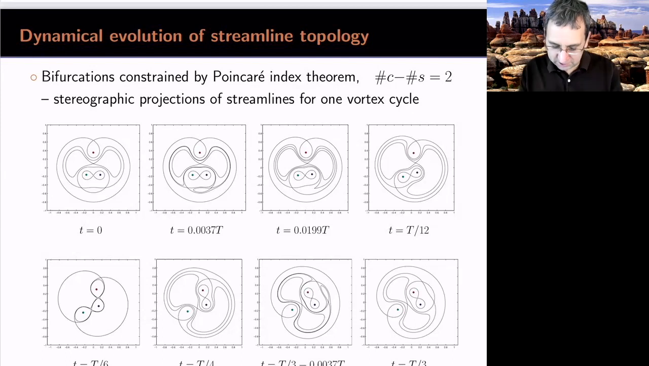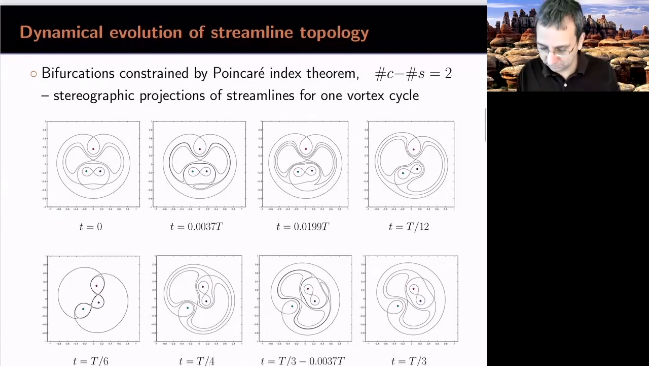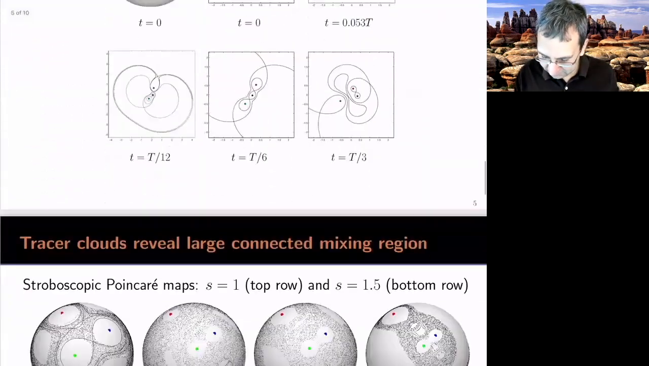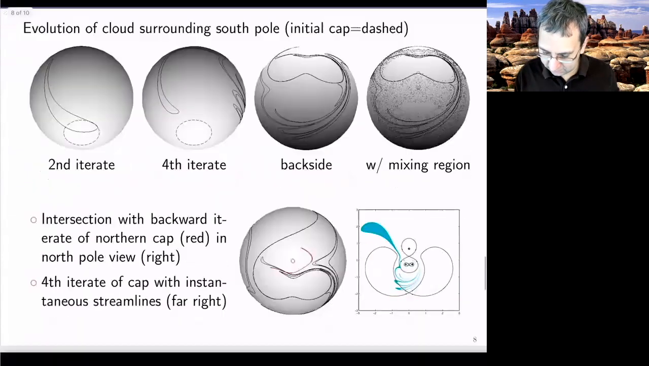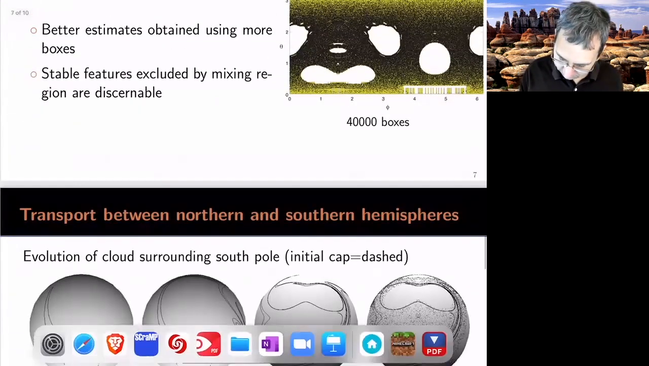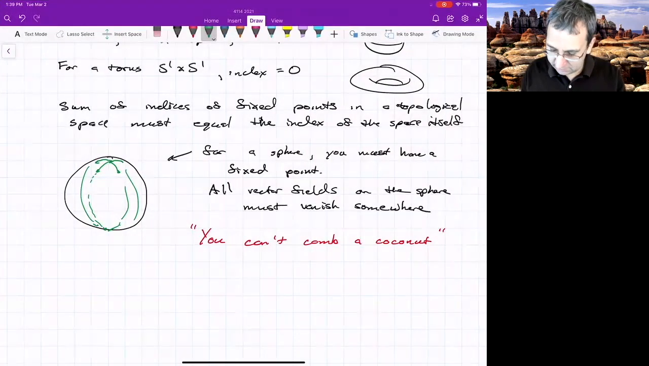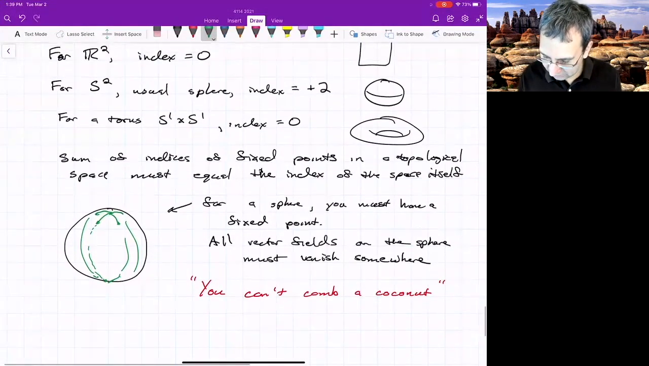Of course, we do this stereographic projection because it's hard to look at spheres. You can't see all sides at once. But yeah, things have to merge and so on. And then, you don't need to see the rest of that. But that gives an idea of how this gets used. So you can't comb a coconut.